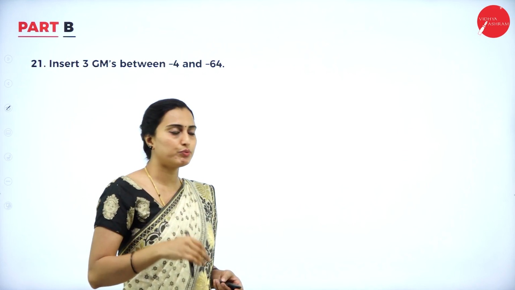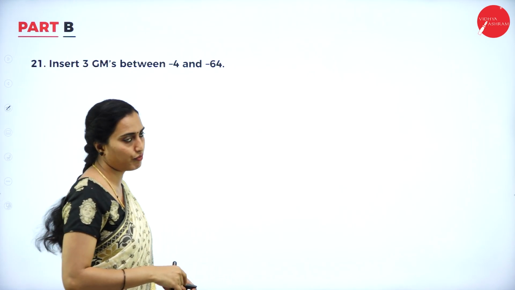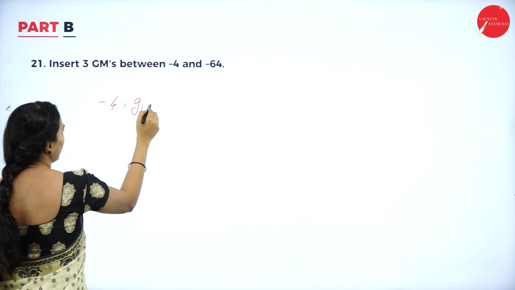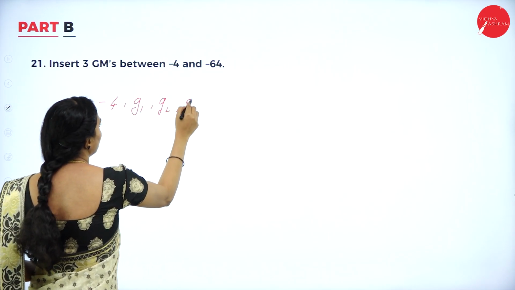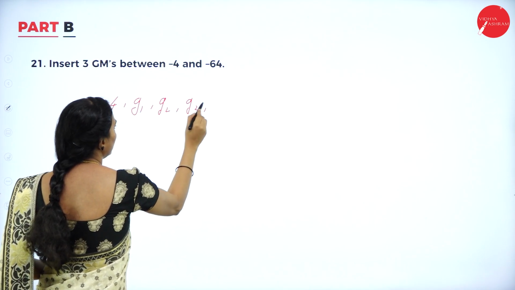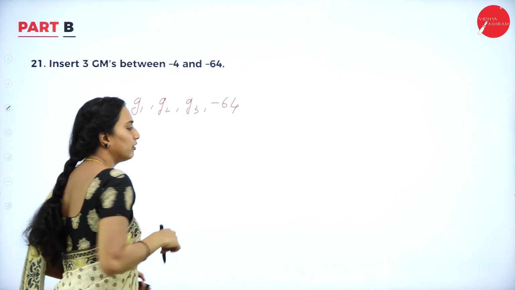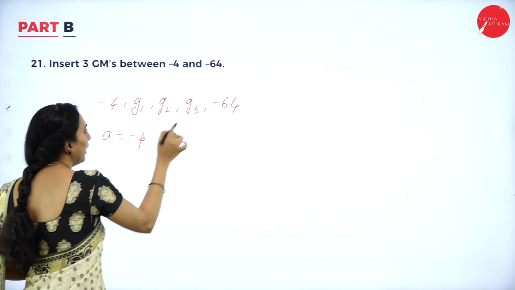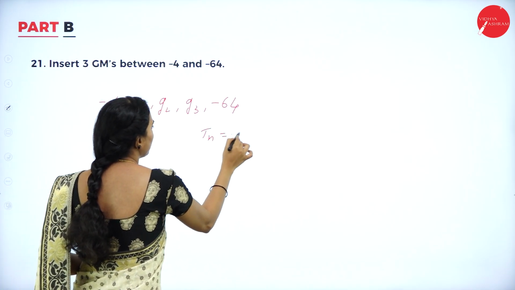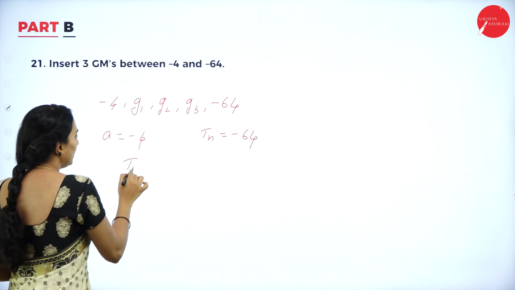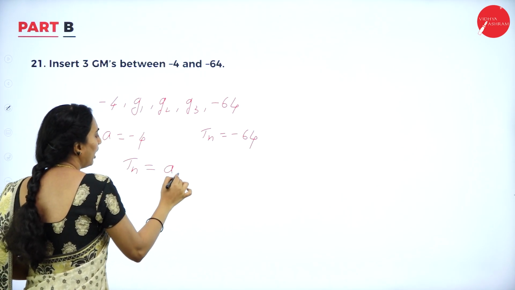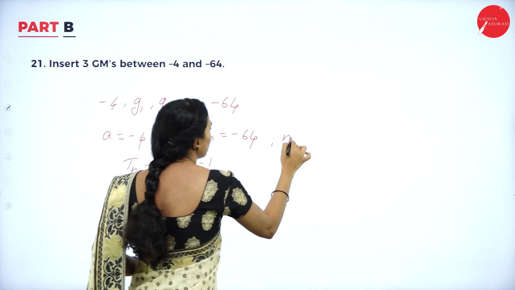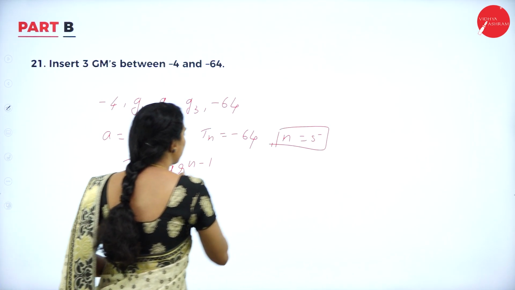Insert 3 GMs between minus 4 and minus 64. So let me write, the 3 GMs are minus 4, comma, G1 second term, G2 third term, G3 fourth one. 3 terms are inserted, so the 5th term will be minus 64. Therefore, first term A is minus 4 and last term Tn is nothing but minus 64. We know that Tn is equal to A r to the power of n minus 1, where n is nothing but 5. Let us substitute that.